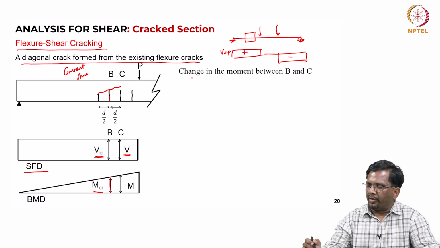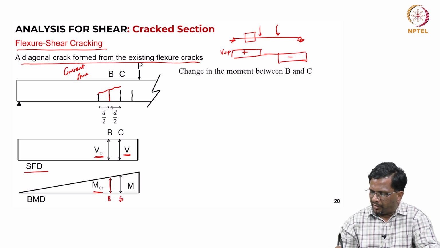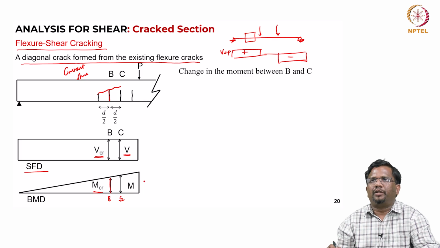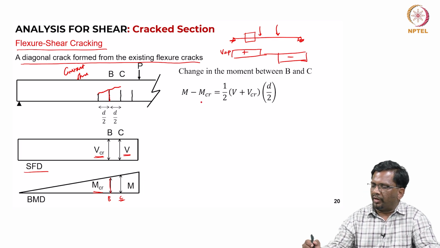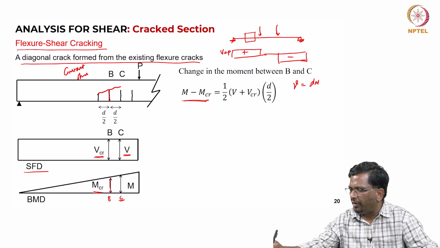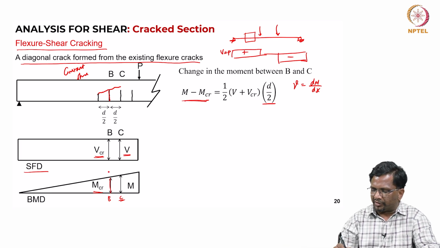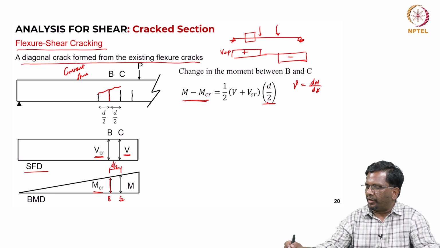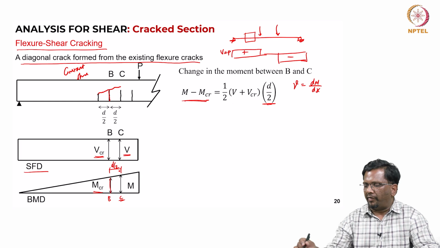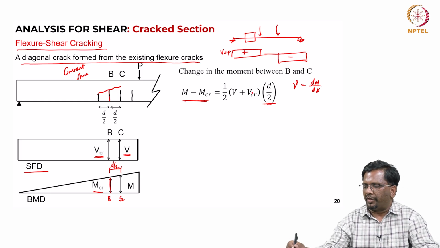Now, let us look at the change in the moment between B and C. Originally this is at B, now at C, MCR has become M. So, we know the change in the moment, and we know that V is equal to dM by dx. So, the change in the moment divided by the distance between them, which is basically d by 2. This divided by the distance is nothing but the average that I am taking. Basically, here the shear is constant, so V can be equated to VCR.